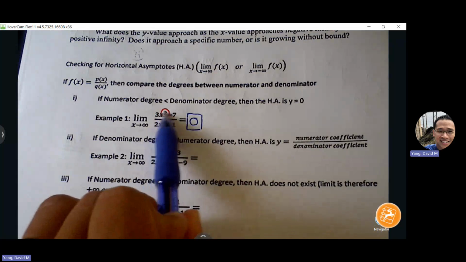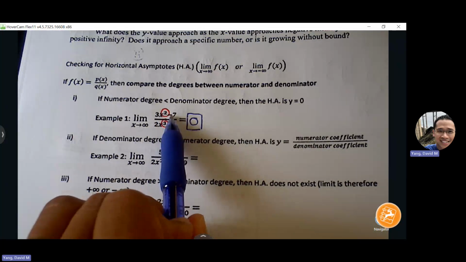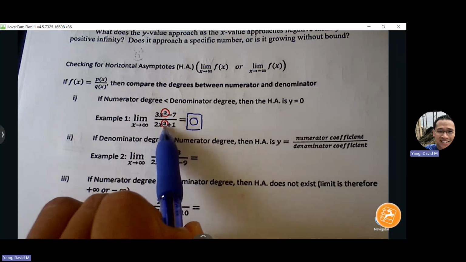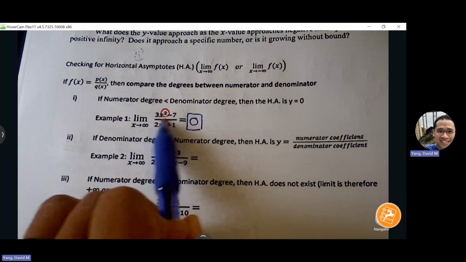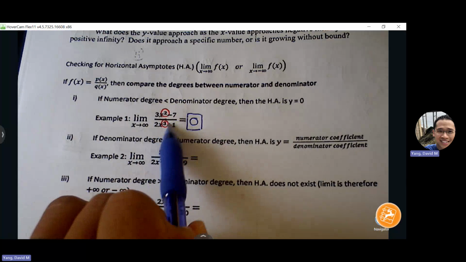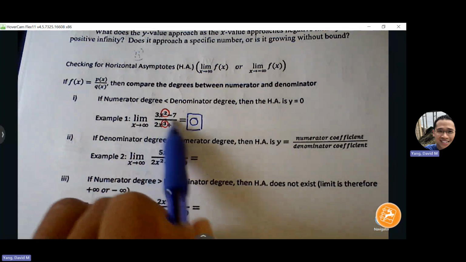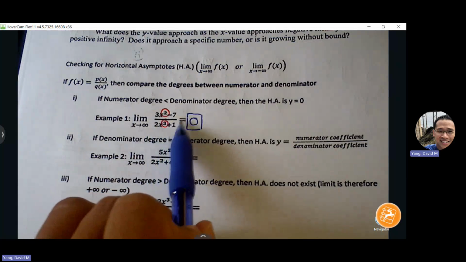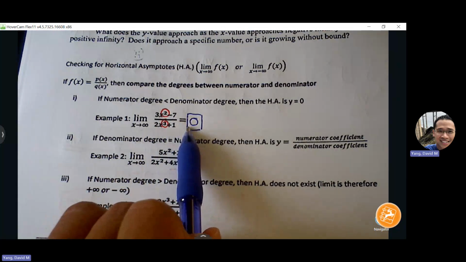So even if the numerator starts off having a higher value, eventually this x cubed is going to overtake any advantage that this x squared had with the coefficient and the constant, and it's going to eventually win out. And then eventually that gap is going to become so huge that the denominator is going to force this fraction to become closer and closer towards zero.